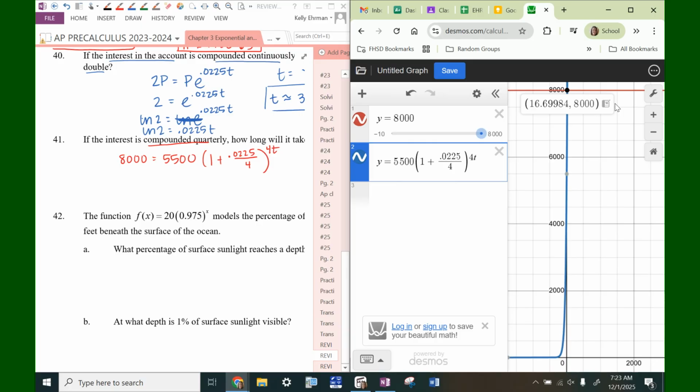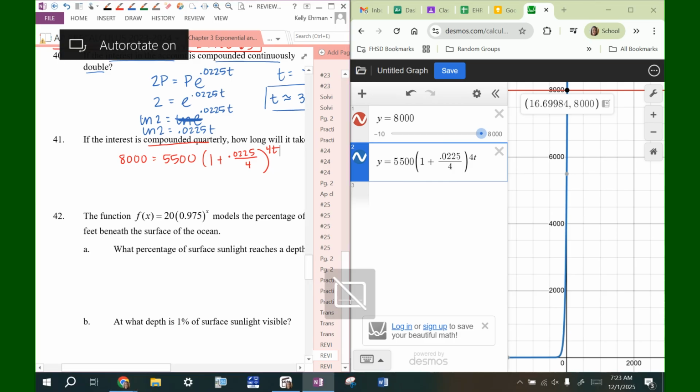So I'm getting t equals 16.699 with an 8 on the side, which would round to 16.700.